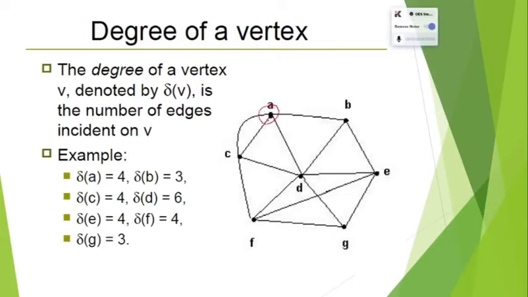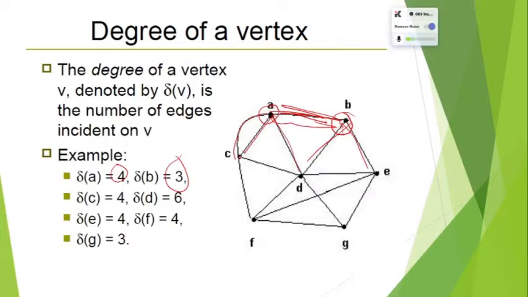So for A, just look at how many edges are connected to it. That is 1, 2, 3, and 4. So 4 is the answer here. Well, delta B is this one. The edges connected to it are this, this, and this, so 3. Delta C would be 4.